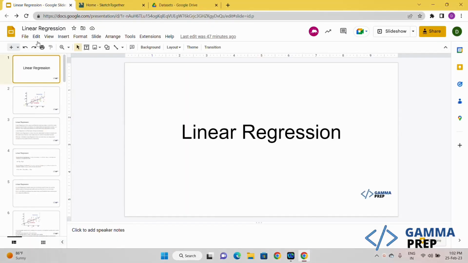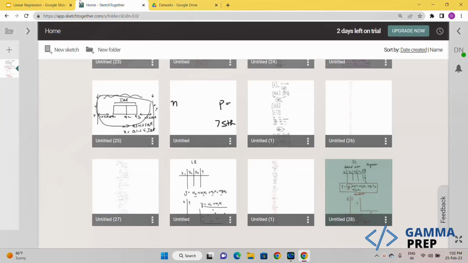Hey everyone, let's get started with linear regression, the first model that we are going to learn about. So far we have discussed Python, NumPy, Pandas, Matplotlib, Seaborn, we have discussed data preprocessing, data visualization, we also discussed the machine learning jargons. Now it's time to start with our first model, which is going to be linear regression.